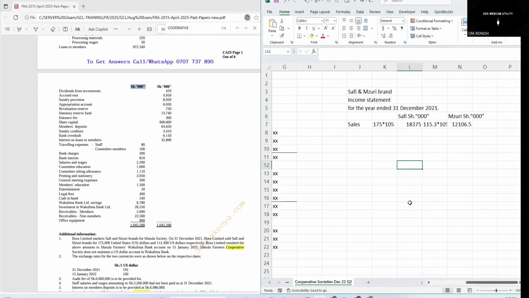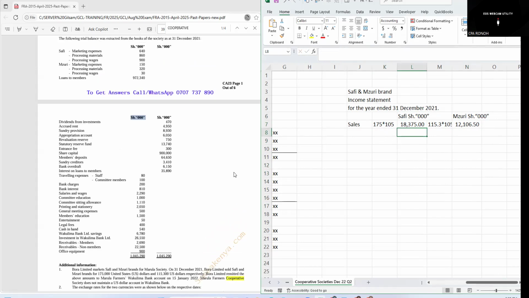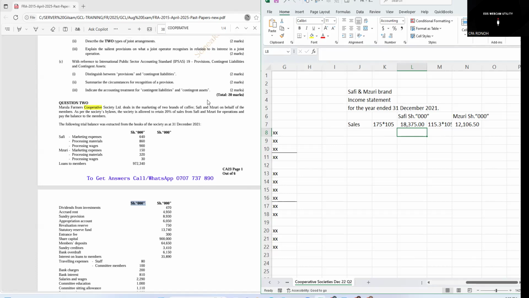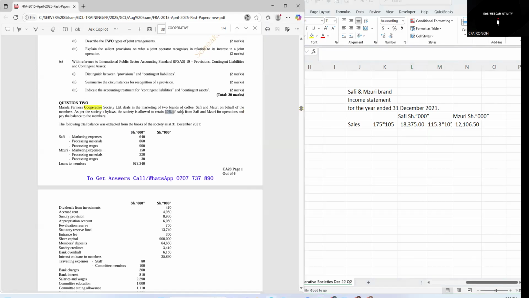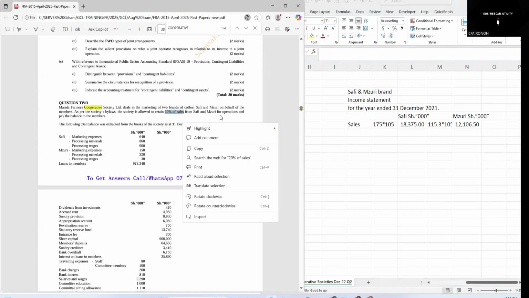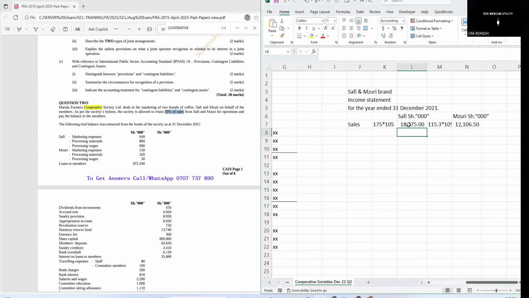Now, we have been told that out of this revenue they collected by selling these two brands, they are going to retain only 20% to finance their operation. As per the society laws, the society is allowed to retain 20% of their sales from the two brands, and the balance is to pay to members. So we will retain 20%.